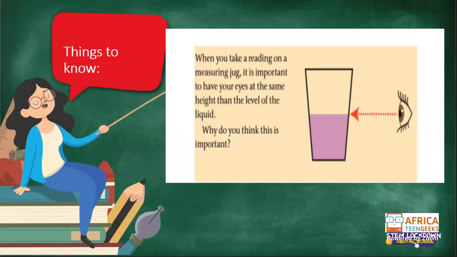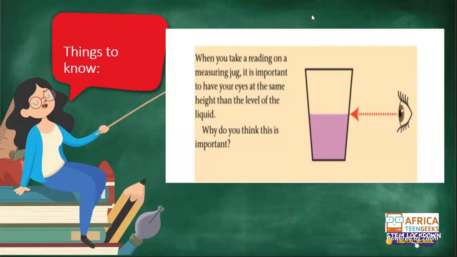When you take a reading on a measuring jug, if you're looking at this picture, here we have a cup. When you take a reading on a measuring jug, it is important to have your eyes at the same height as the level of the liquid, right?